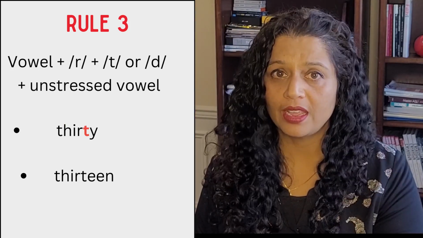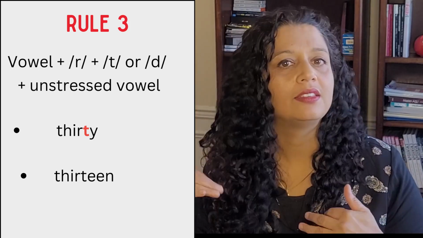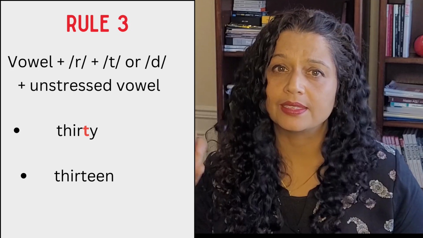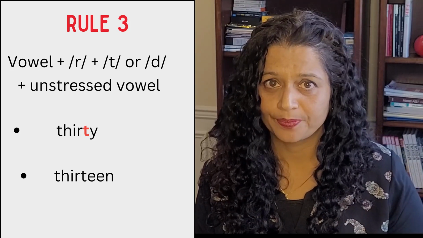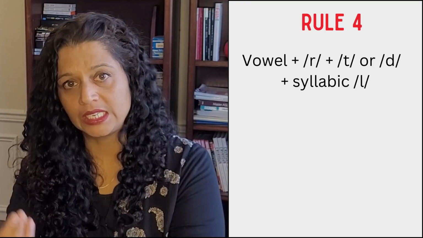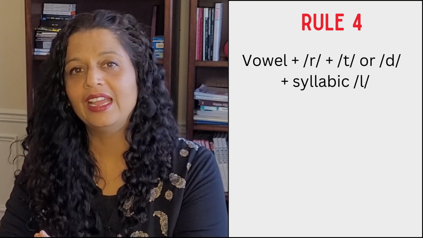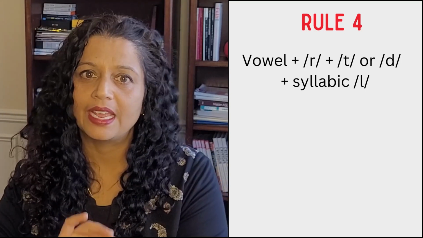Similarly, thirty changes into the flap. Thirteen does not change into the flap because the second vowel is stressed. All right, rule number 4 is also just an extension of rule number 3, similar to what we had with rules 1 and 2, okay? So if we have a vowel, R, T, D, followed by a syllabic L, it also becomes a flap.